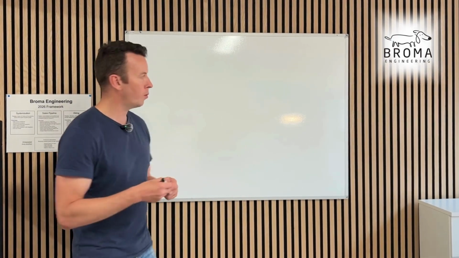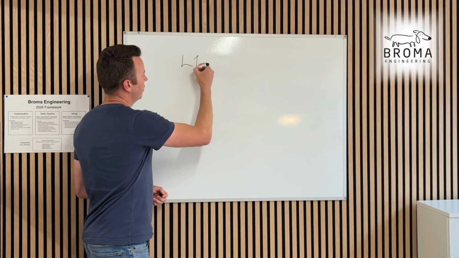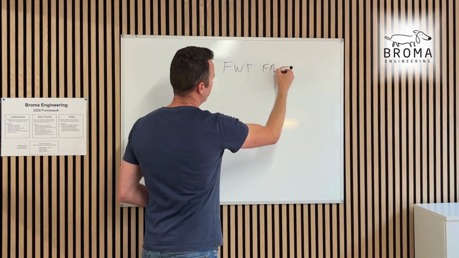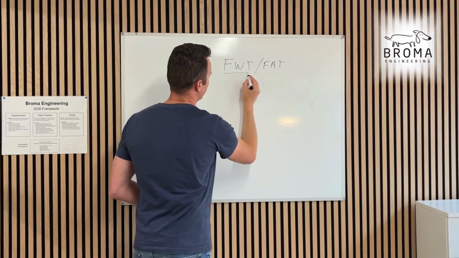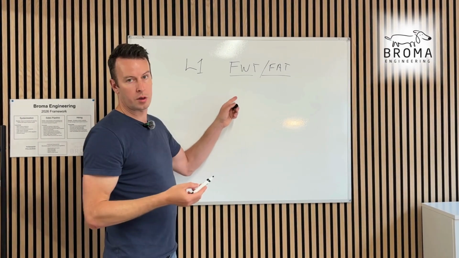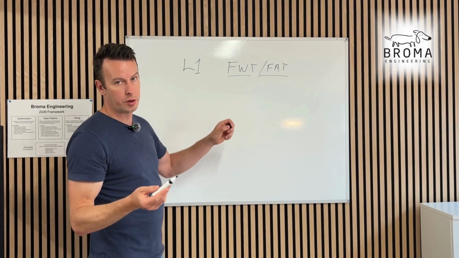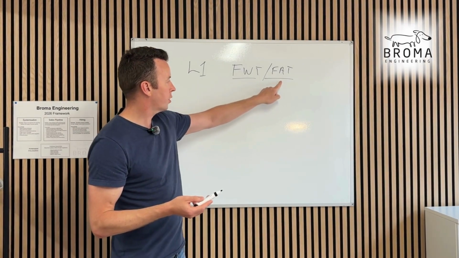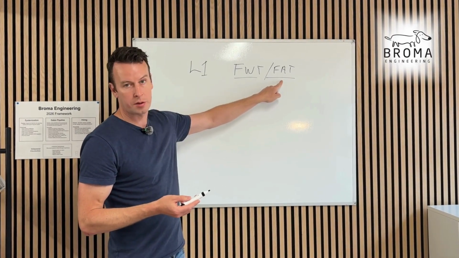Okay, so the first thing is level 1, probably the easy part, and you have your FWT and your FAT. So factory witness test, factory acceptance test. These are getting jumbled around recently. I always like to say, and it's a matter of opinion because there are no hard and fast rules, that a factory witness test is when everyone comes to witness. Factory acceptance test is when the vendor does the testing themselves.